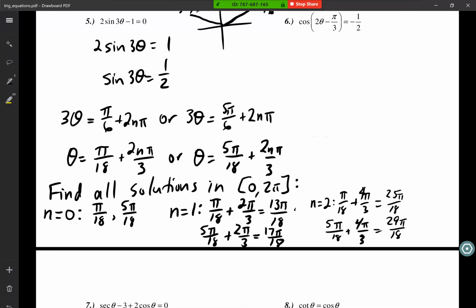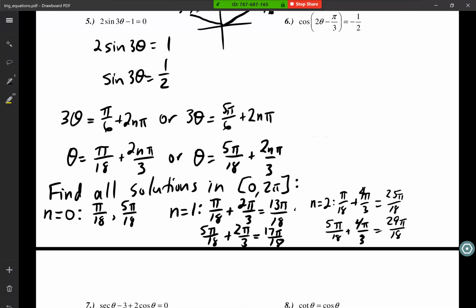However, we have to know a place where we stop, right? We're only looking for 0 to 2 pi. Eventually, we have to quit. We can check pretty quickly that all of these are less than 2 pi, because if I do 2 pi and multiply it by 18 over 18, that's 36 pi over 18, and all of these are less than 36 here.